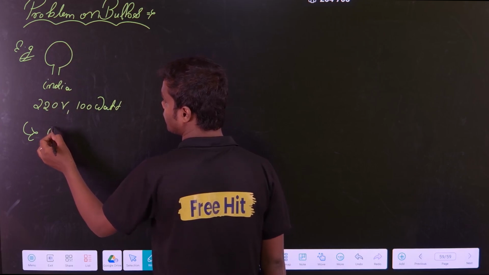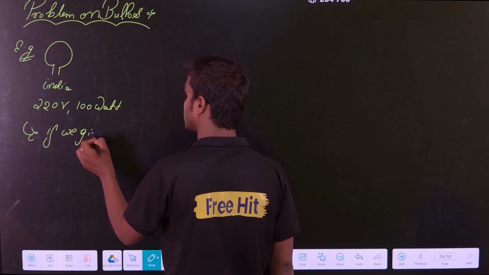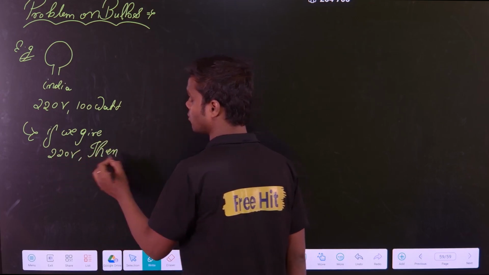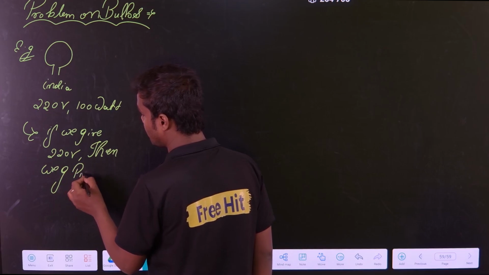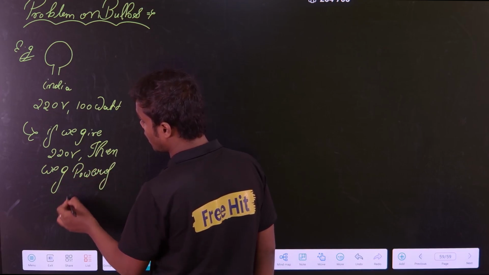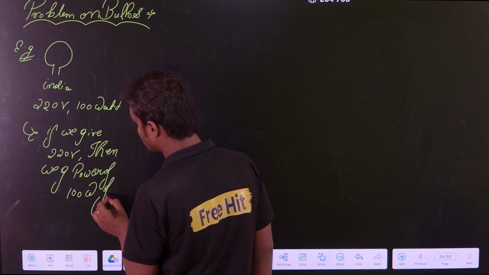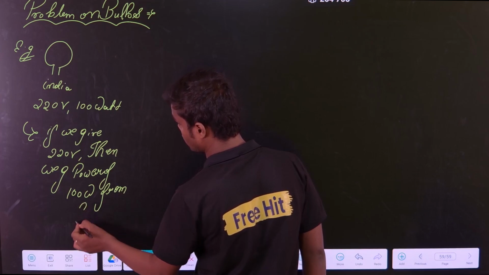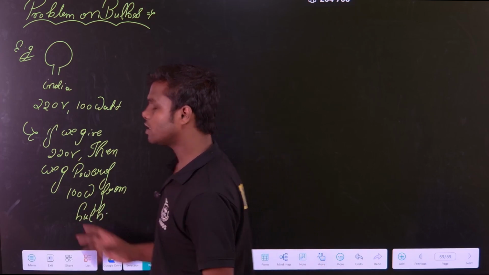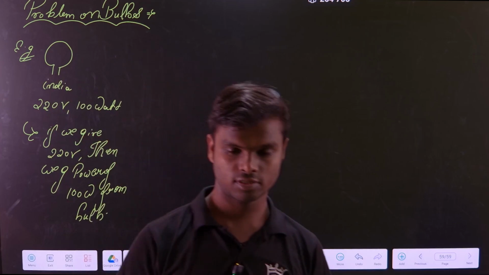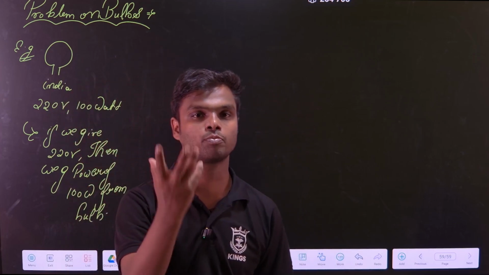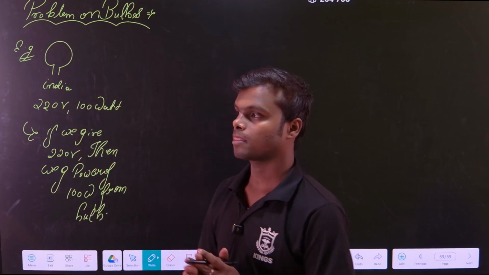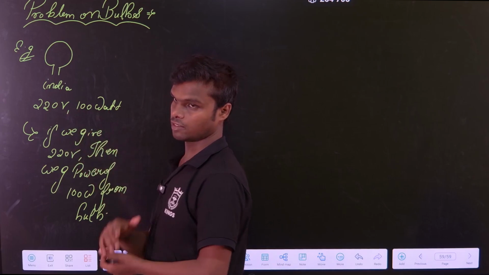So what do you understand? If we give 220 volts, then we get a power of 100 watt from the bulb. From the bulb means if you give a voltage of 220 volts to the bulb, how much power will you get? You will get output power of 100 watt. That is the basic idea, the basic concept of this power rating, which is written here.